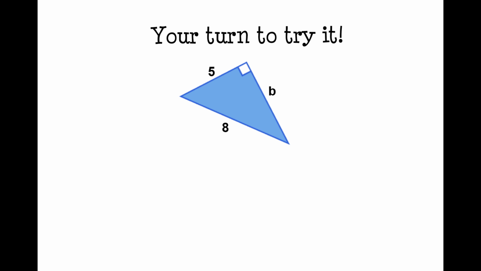Now it's your turn to try a few. I want you to copy down this example and then try it on your own. So pause the video. Once you have copied it and tried using the Pythagorean theorem to find the missing leg, turn the video back on and I will show you how it is done.